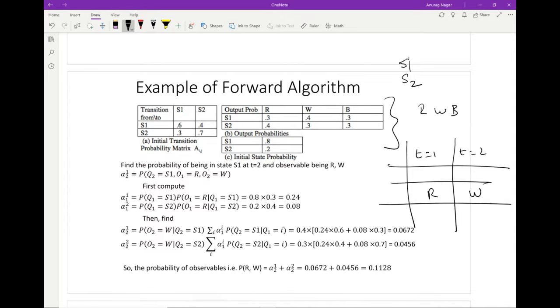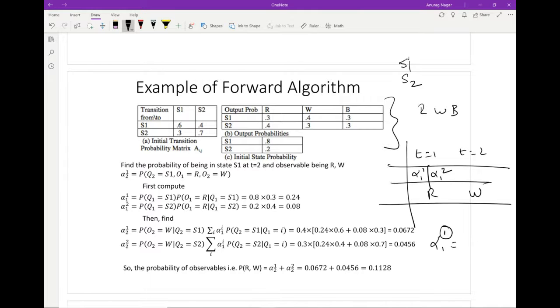So now what would be alpha 1 1? Time 1 being in state 1. Can you tell me alpha 1 1 here and alpha 1 2 here? We need to figure these two out. So should be pretty simple. Alpha 1 1. Alpha 1 1 is starting in state 1.